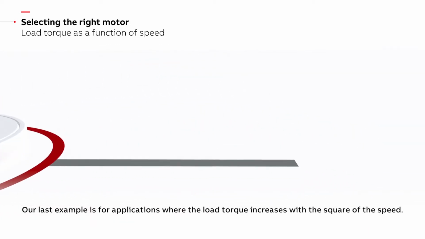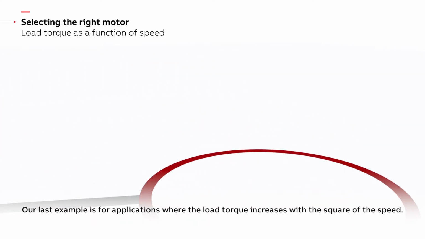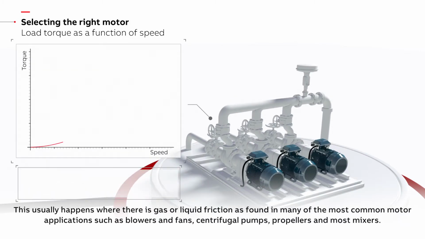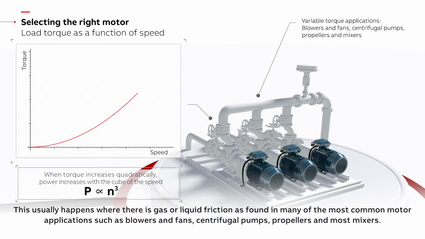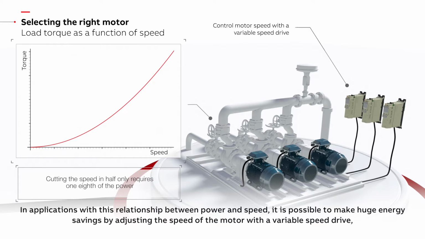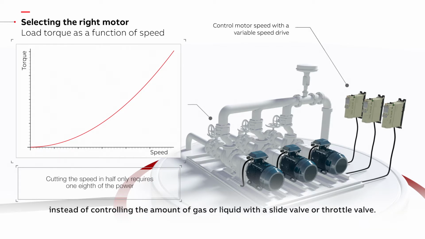Our last example is for applications where the load torque increases with the square of the speed. This usually happens where there is gas or liquid friction, as found in many of the most common motor applications, such as blowers and fans, centrifugal pumps, propellers, and most mixers. In applications with this relationship between power and speed, it is possible to make huge energy savings by adjusting the speed of the motor with a variable speed drive, instead of controlling the amount of gas or liquid with a slide valve or throttle valve.